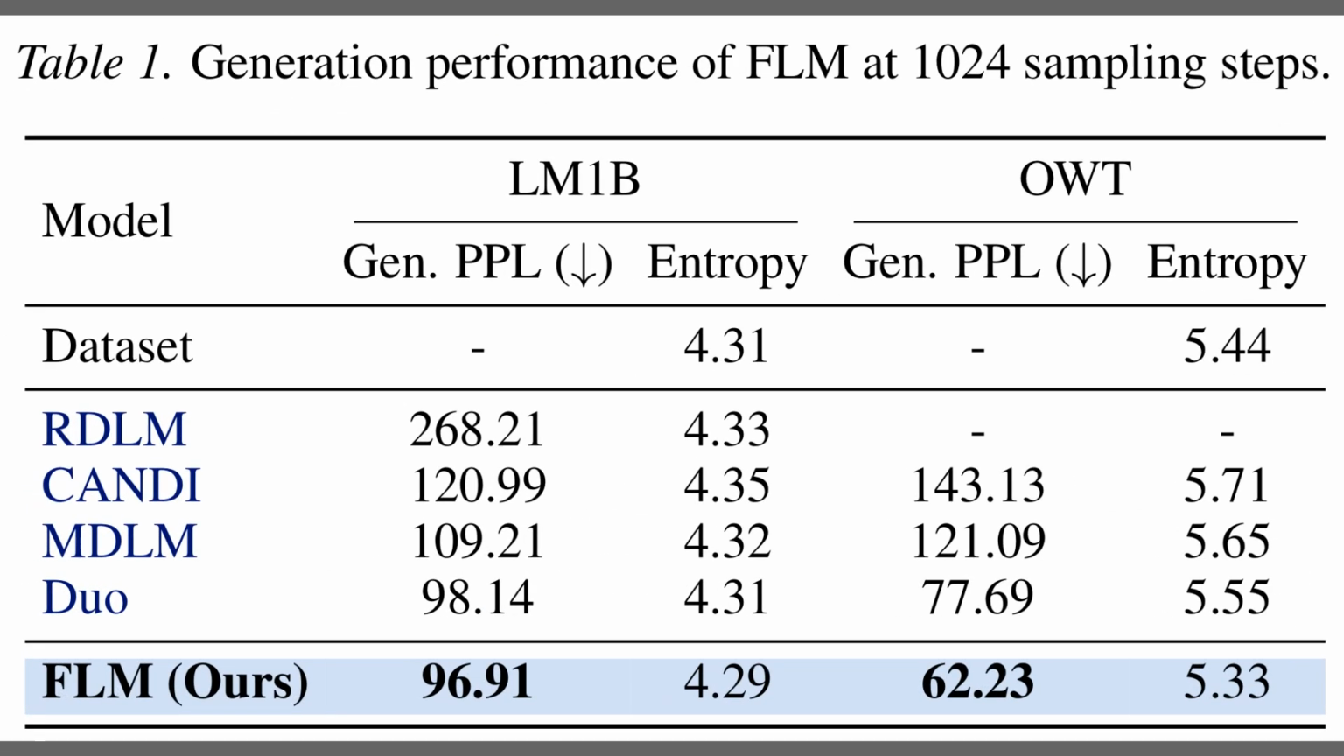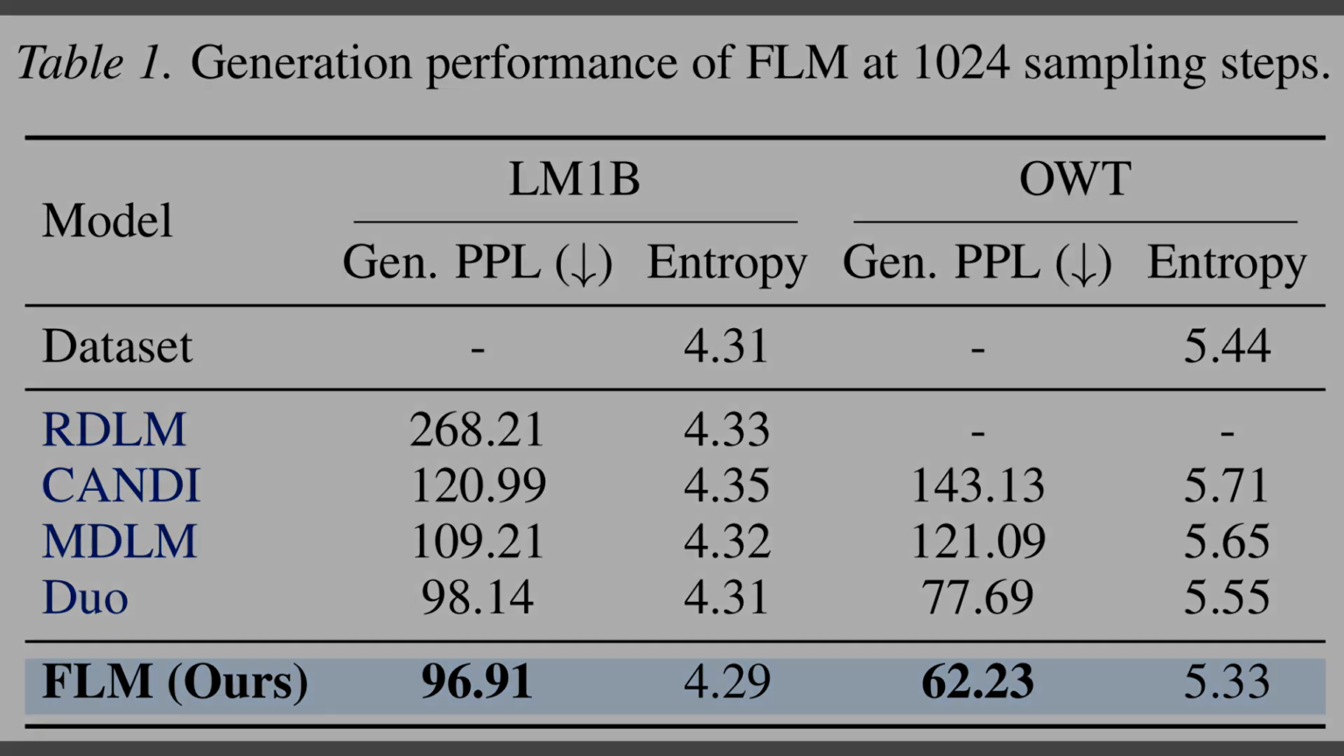Alright, with the training schedule fixed, Table 1 validates the model's performance in the many-step regime, specifically at 1,024 sampling steps. It compares the flow-based language model against baselines like Duo and MDLM on the LM1B and OWT datasets. Focusing on generative perplexity, where lower values are better, the proposed method takes the lead. On the OWT dataset, for example, it achieves a score of 62.23, significantly outperforming Duo at 77.69. Meanwhile, the entropy values stay close to the dataset ground truth, proving the model maintains diversity.